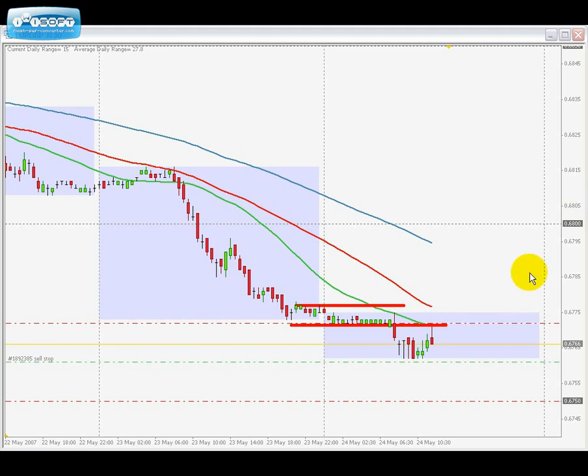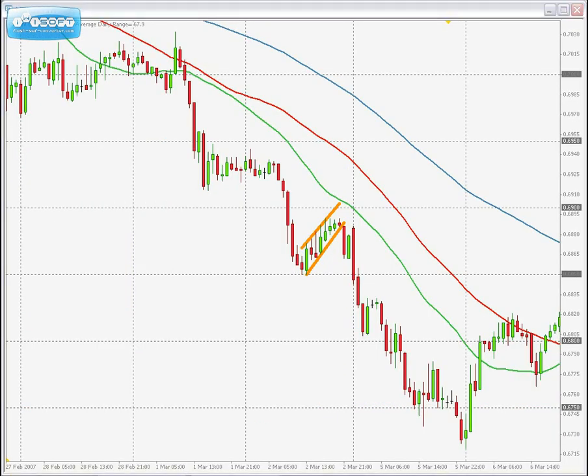All right, let's go now for the next example. The next example is the New Zealand dollar against the American dollar on the 1 hour time frame.